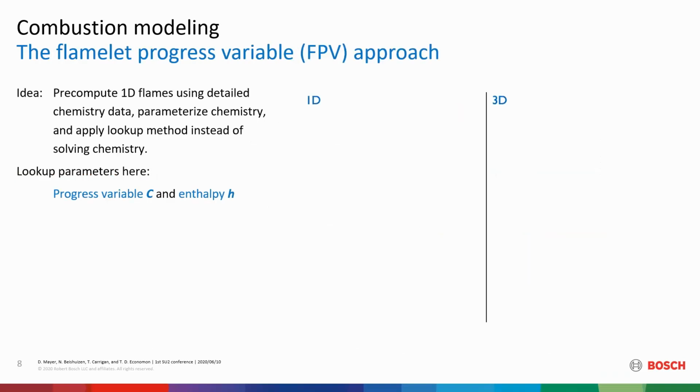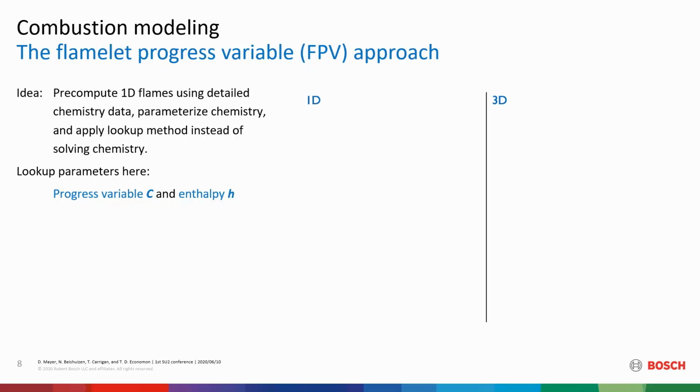Which brings me to the FLAMELET progress variable approach, which reduces the computational requirements a lot. And the idea of this approach is to pre-compute one-dimensional flames, which are much cheaper to calculate, and use a very accurate detailed mechanism for this, and then parameterize the chemistry with a set of parameters, store everything in a lookup table, and then in the 3D simulation do not solve for the chemistry, but look everything up from the lookup table that you compiled from the 1D simulations.